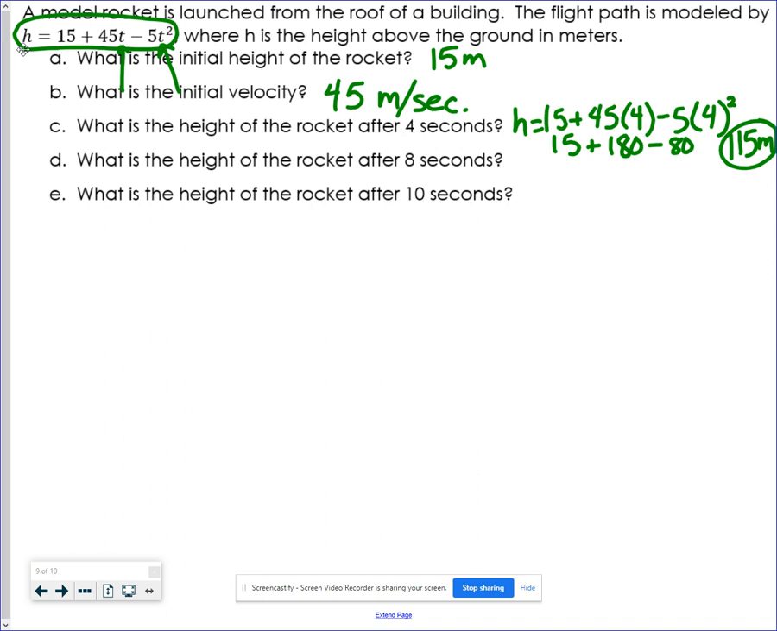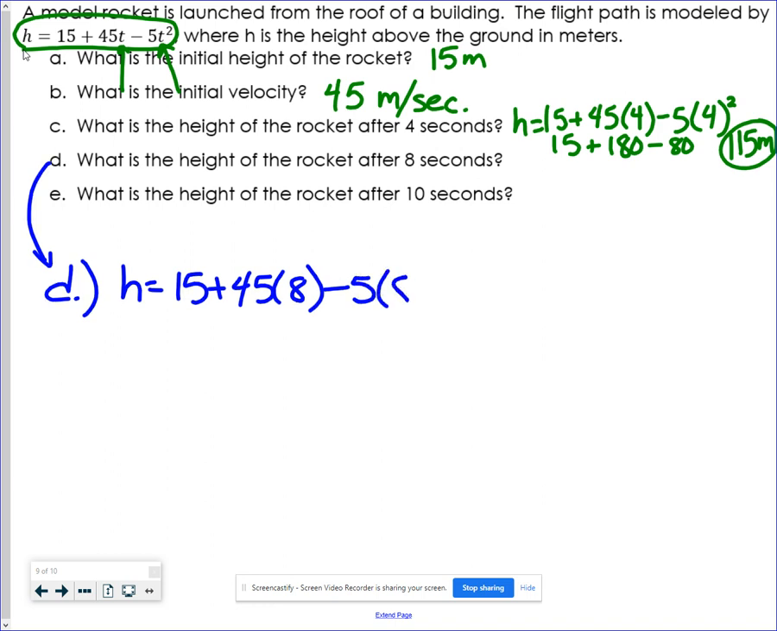Okay, now the rest of these are the same kind of setup. For D, I'm actually just going to do D down here. I've got more space. I'm going to put 8 in there. So the height would be 15 plus 45 times 8 minus 5 times 8 squared. Make sure you're following order of operations or using your calculator very carefully. But when you do all of that work, you're going to get that that is going to be at 55 meters.